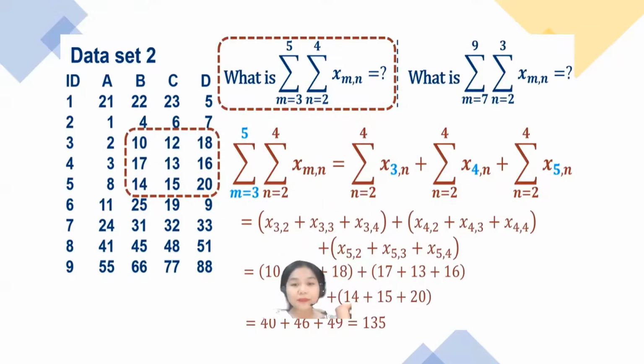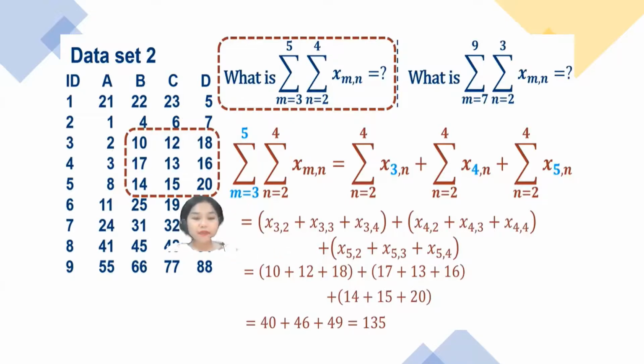And lastly, for the fifth row, starting again with the second column until the fourth column. 14, its position is, we have the fifth row and the second column. 15 is fifth row, third column. And lastly, for this part, fifth row, fourth column, it's 20.